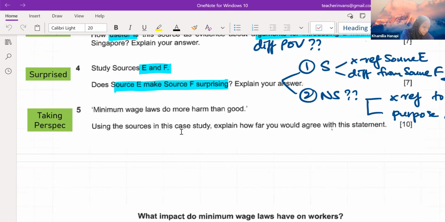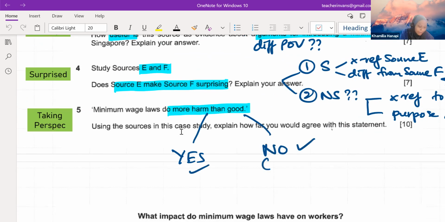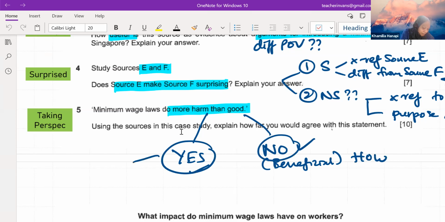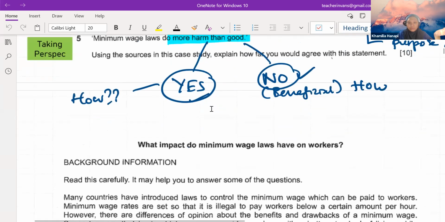Why? Because they're asking you, does the minimum wage law do more harm than good? That means you need to find, yes, it does more harm, or no, it is actually beneficial? Okay. And if it is beneficial, how? If it is harmful, how? The so what? All right, this is the link. Okay, so let's go through now the background information.